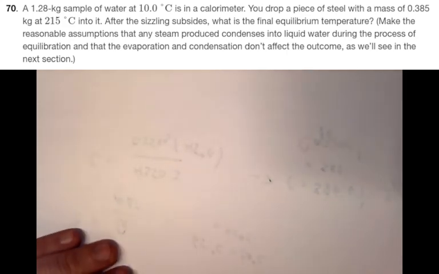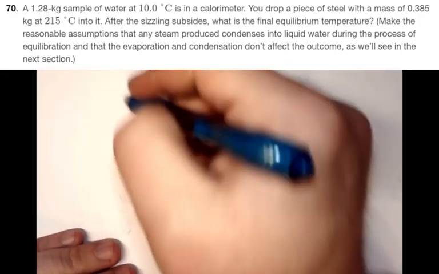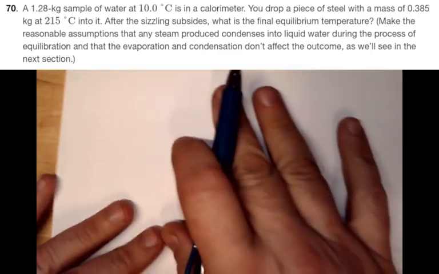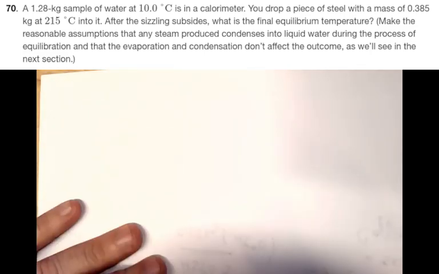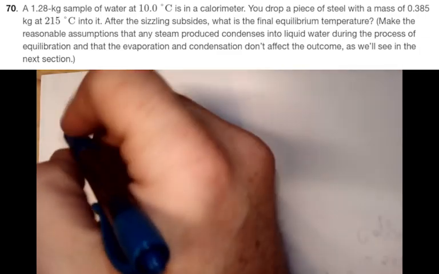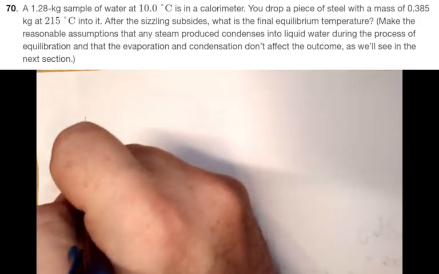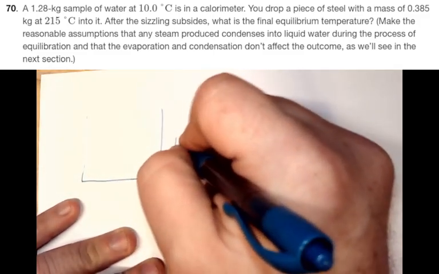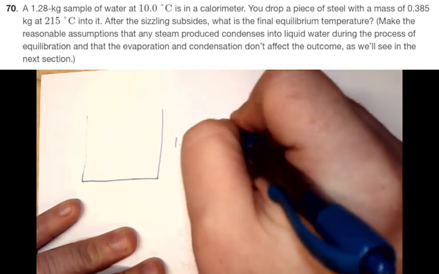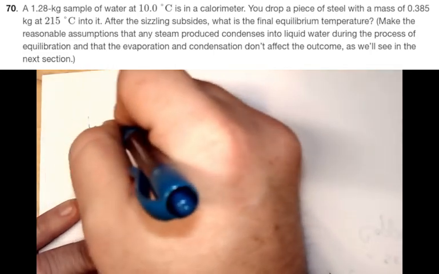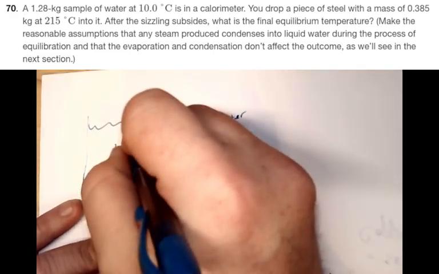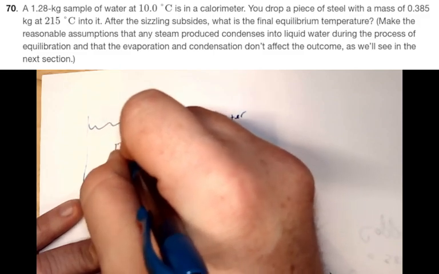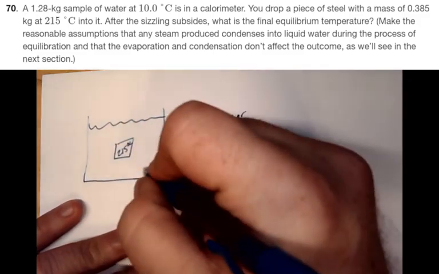This time we're going to set up a calorimetry problem, and it's shown here in our picture. Right? I'm moving this around, trying to get it in view. So we're going to have about a liter or a gallon of water. It says 1.28 kilograms. So it sits here, and we're going to put in a piece of steel. And that's 215 degrees Celsius, and the water's at 10 degrees Celsius.